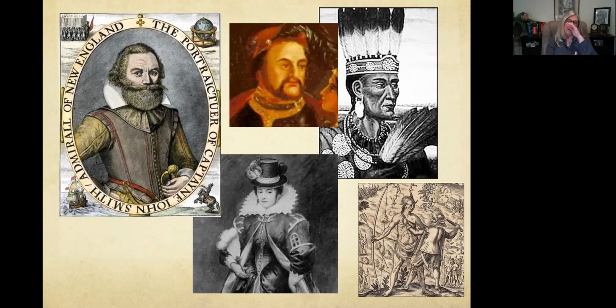So when Pocahontas marries John Rolfe, they make her more European. Her name becomes Rebecca. She speaks English. She converts to Christianity. She dresses like an English woman. This is Pocahontas right here. So she is married to John Rolfe, and they have a child together.